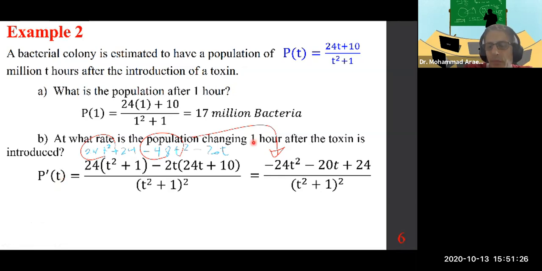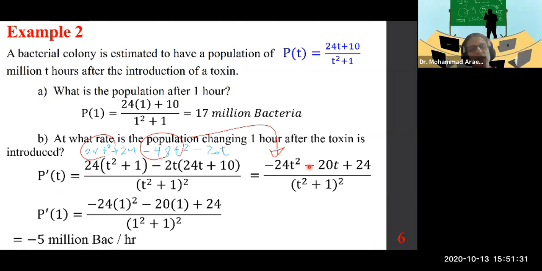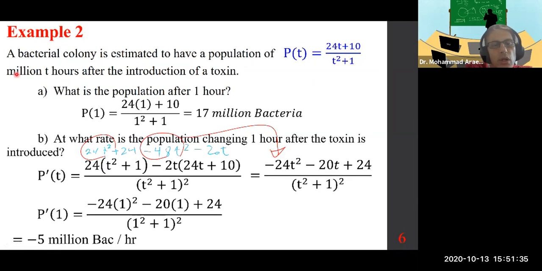Plug in number 1. When you plug in number 1, it gives you negative 5. Negative 5 million, why million? Because you go back here. Why bacteria per hour? Look at the concept of P prime. Maybe again I write this as dP/dt, the change in population over the change in time, okay? That will help you see the result.